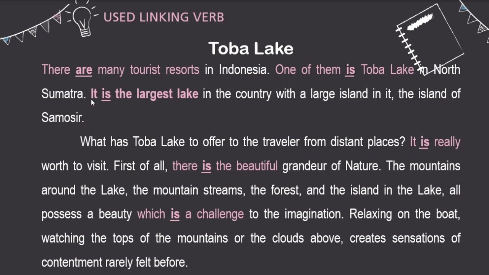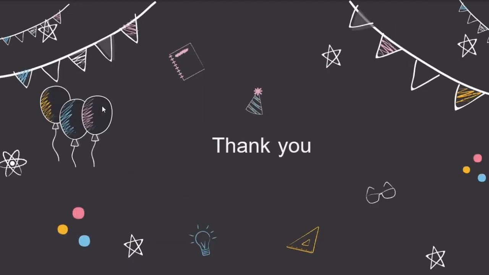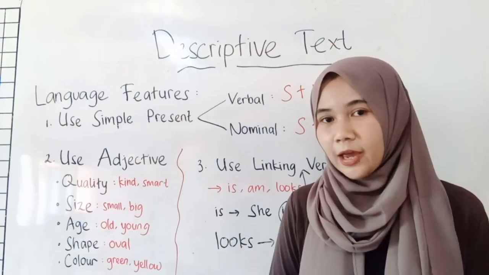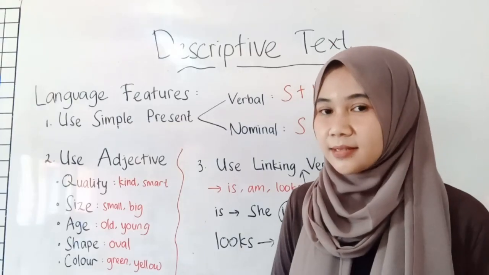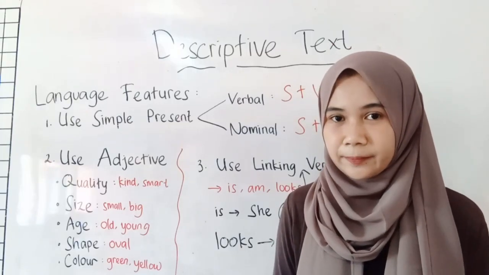It here is subject, and the largest lake is noun. So, to connect into one sentence needs what is called a linking verb. Okay, that's all. Identify the generic structure and language features in descriptive text. Any question? Please ask if there is something you do not understand.